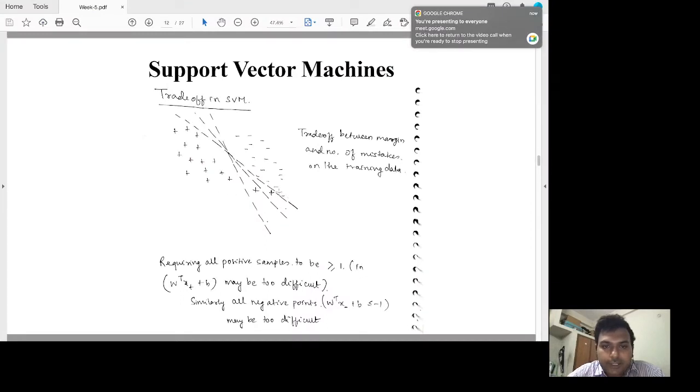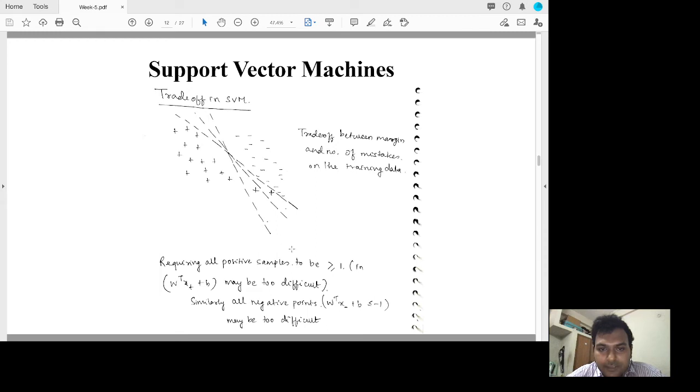Okay, so here there are some positive and negative examples. I have drawn 3 decision boundaries here. The first decision boundary, the rightmost one, where my arrow is, does not make any classification error. All of them are classified correctly. The middle one has 1 classification error and the leftmost one has 2 classification errors.